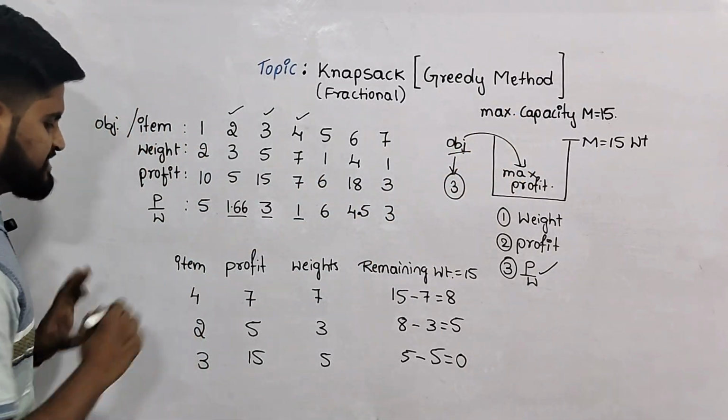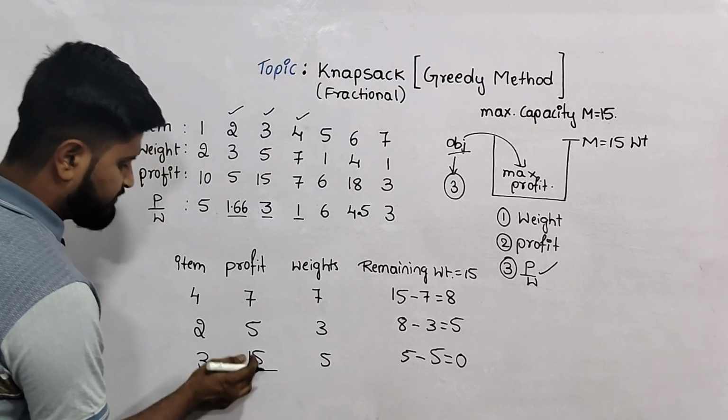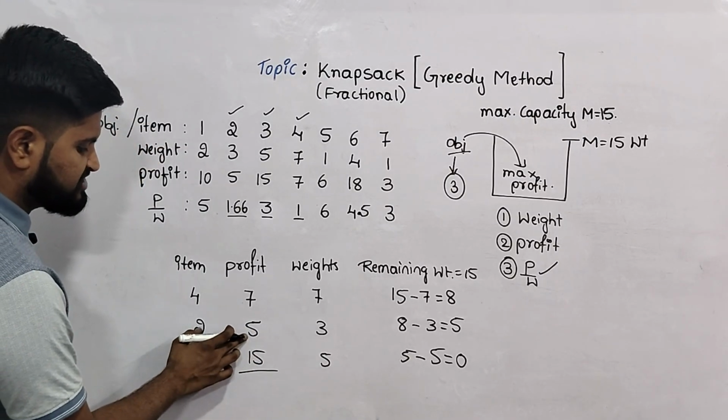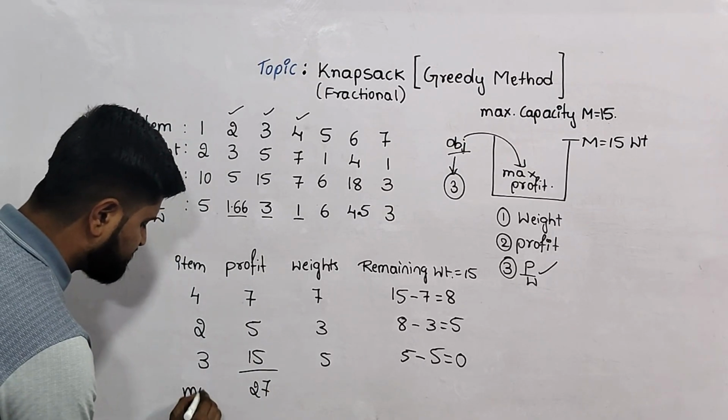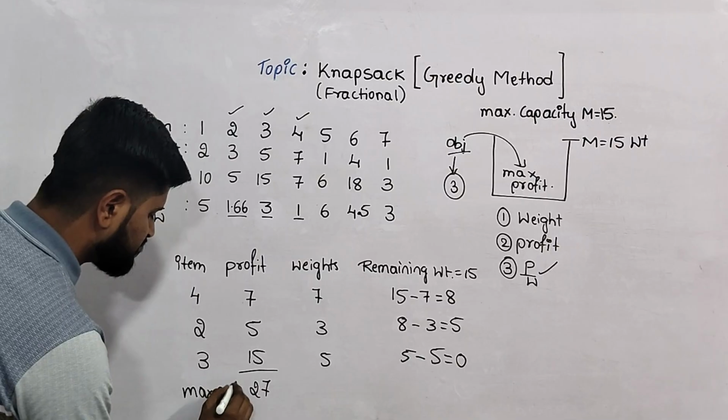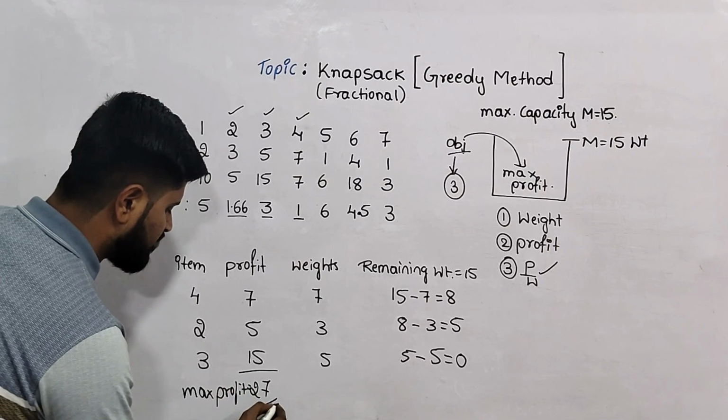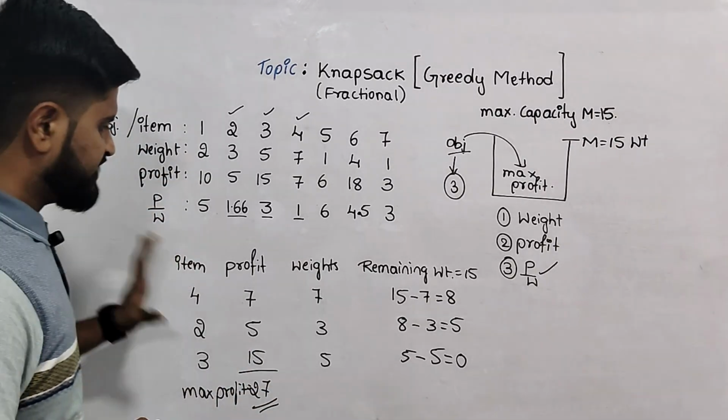Now let's find the maximum profit. So for the maximum profit, add all of them. 15 plus 5 is 20, 20 plus 7 is 27. So now we got the maximum profit value. The maximum profit value is 27. So this completes the problem.